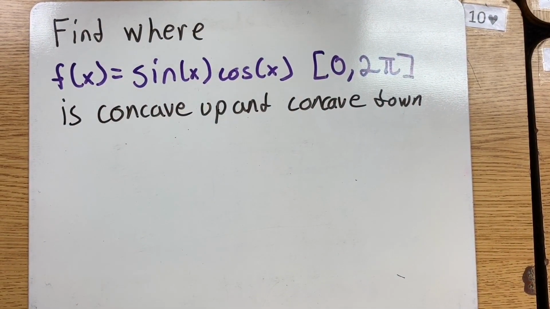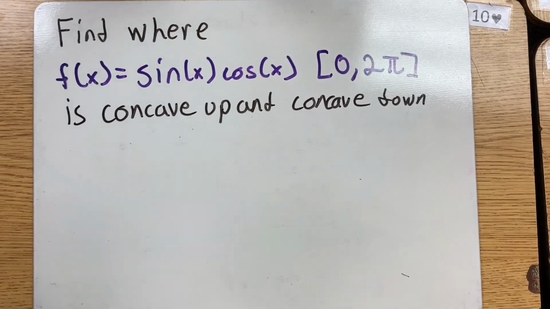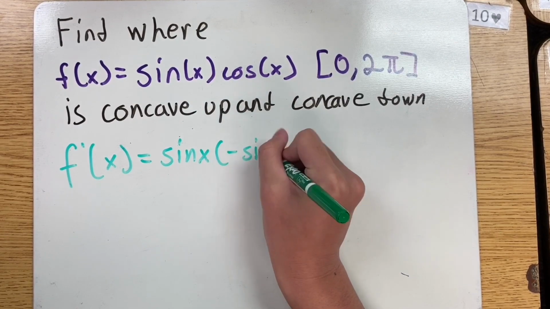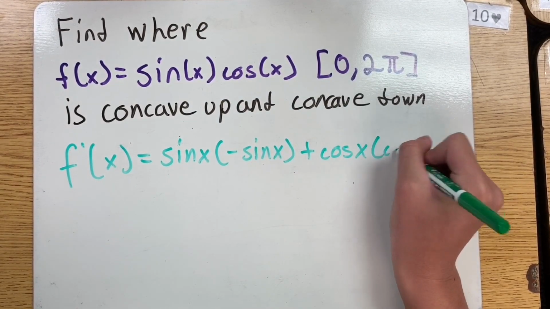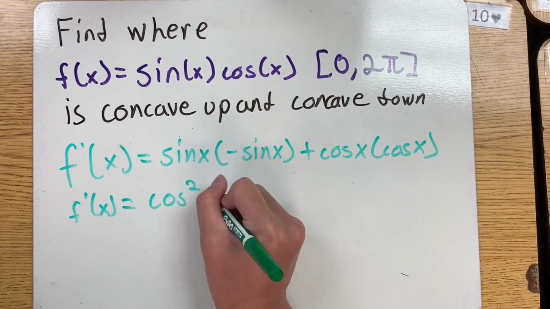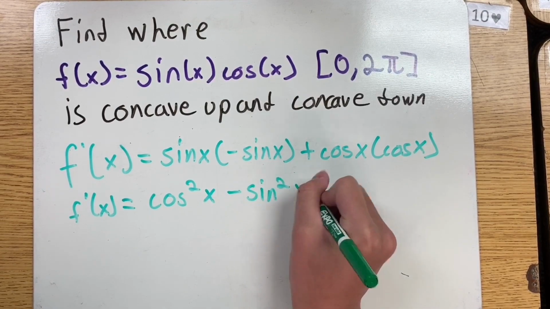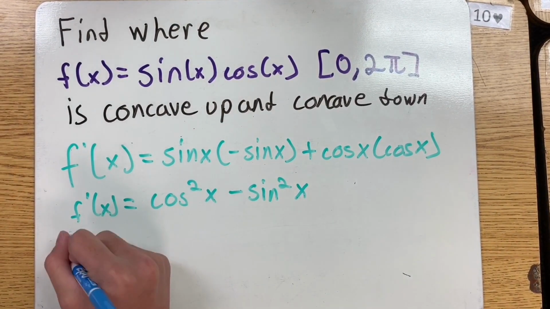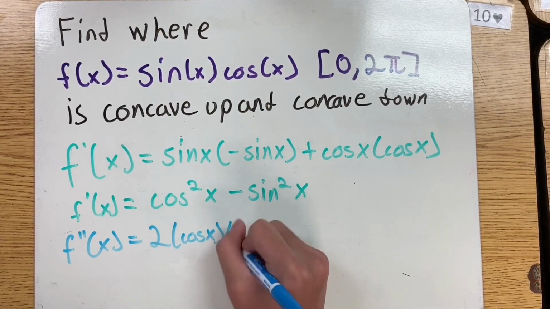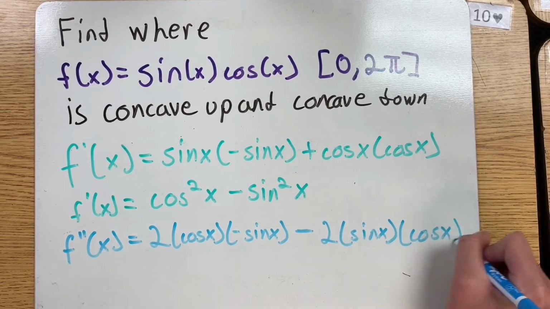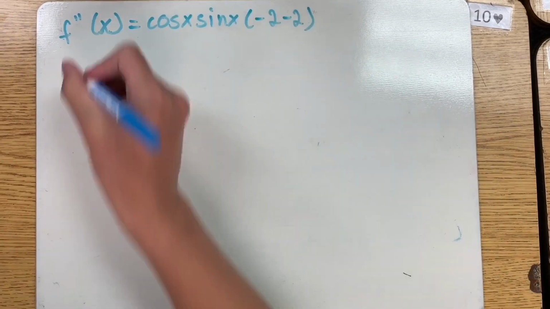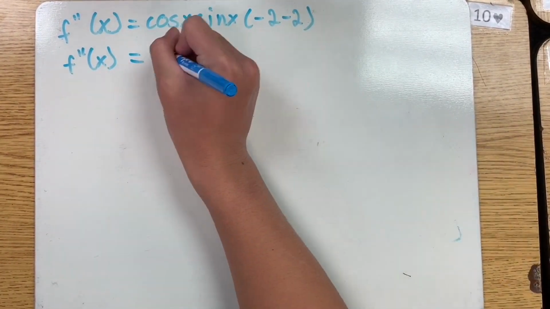Next, we're going to find the intervals of concavity using the second derivative test of the function f of x equals sin x times cosine x on the interval 0 to 2 pi. First, we're going to take the first derivative using the product rule. This gives us f prime of x equals -sin squared x plus cosine squared x. Next, we're going to find the second derivative using the chain rule. This gives us -4 cosine x times sin x.